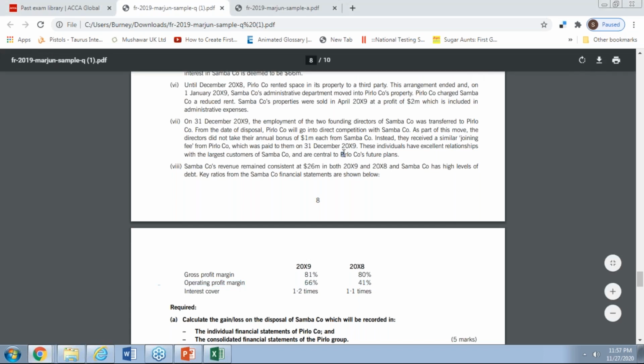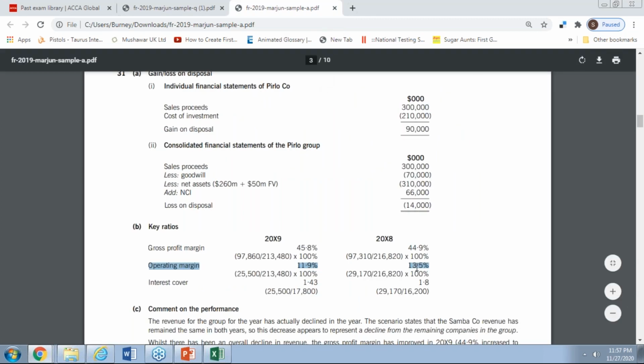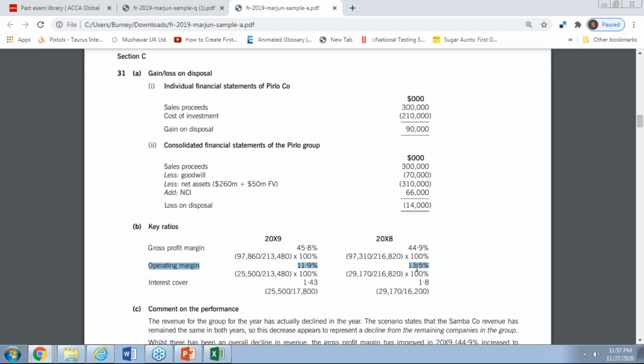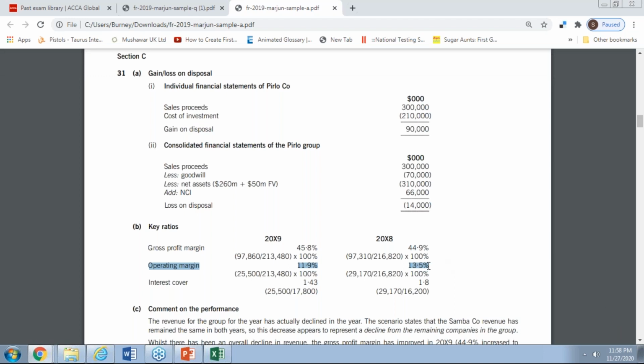Okay. Now, what does it mean? Despite the fact that the Samba company's operating profit is increasing over the period, the overall profit of the group is going down. What does it mean? If the Samba company's profit is increasing, which is included in this operating profit margin, and on an overall basis the profitability is going down, what does it mean?